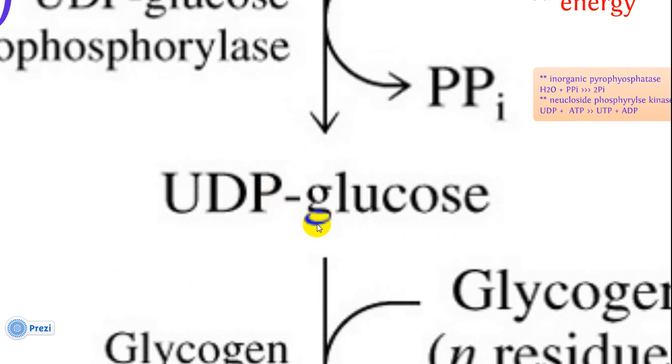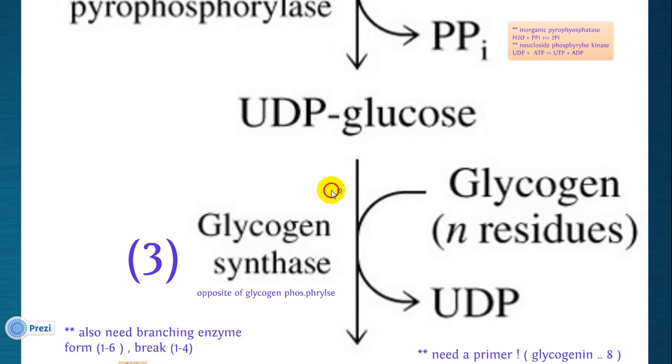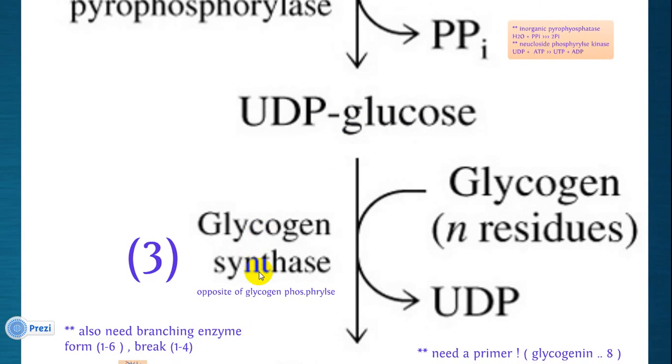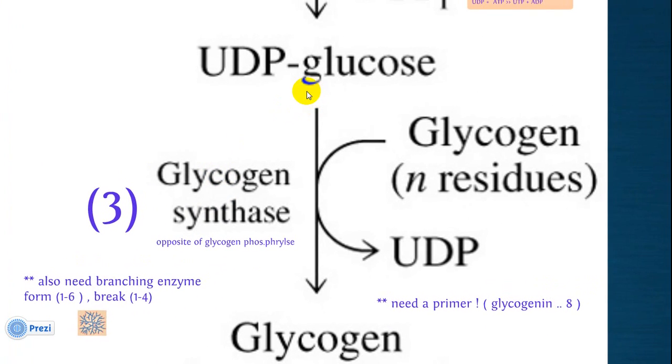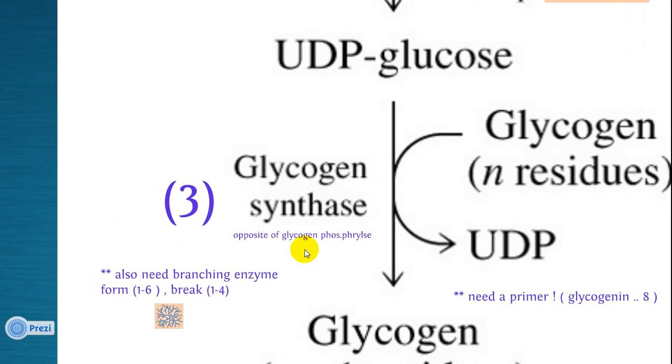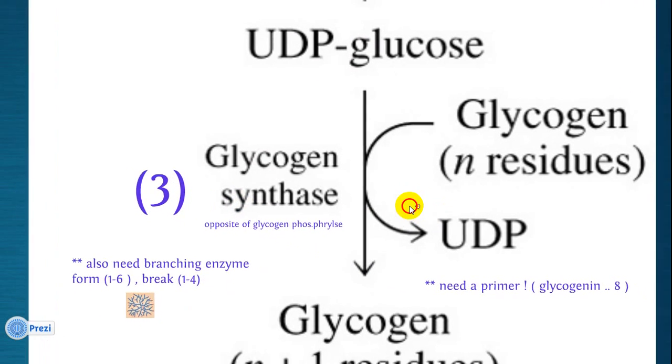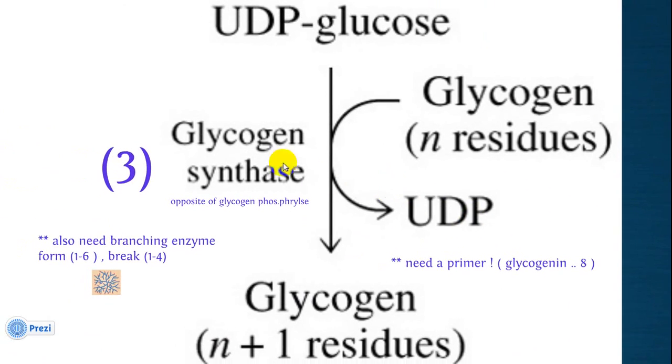Now the UDP glucose will react with an enzyme called glycogen synthase. This enzyme will cut this compound into two. The UDP will go out and the glucose will be added to the glycogen. But you need to know a few pieces of information about the glycogen synthase. The first information: this enzyme can't take two glucose molecules and combine them.